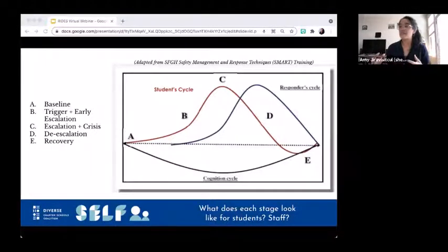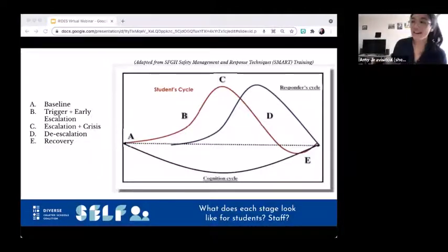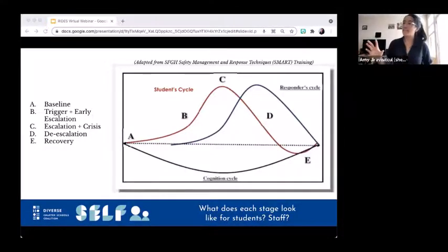So that's an example of how a student is experiencing a crisis or a trauma response. And then the blue curve represents the responders cycle. So how the adult in the room, the teacher, the paraprofessional, whomever, where they are. Because I think something that is really interesting about this framework is you're noticing that the trigger and the early escalation is happening when the adult is at baseline. So when everything still feels like an environment that is consistent with what's expected and fruitful.